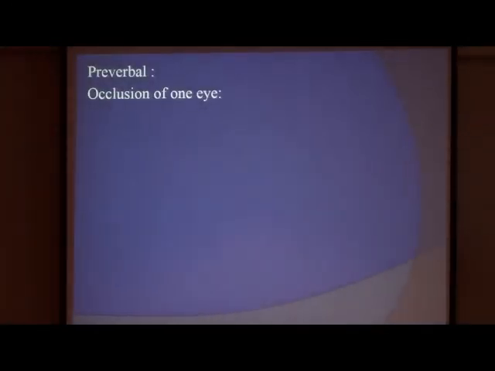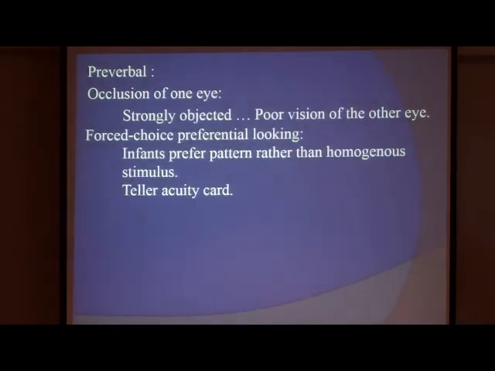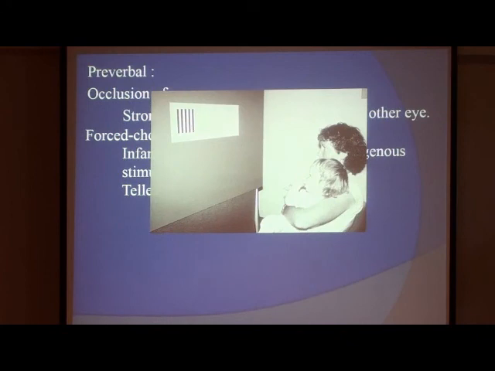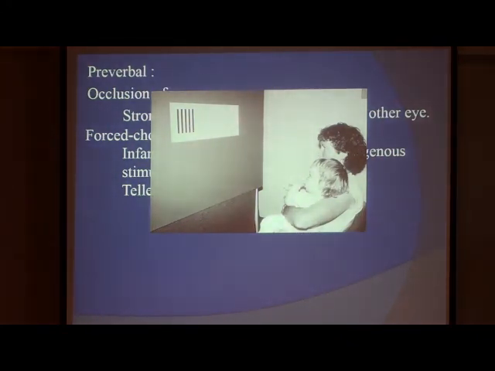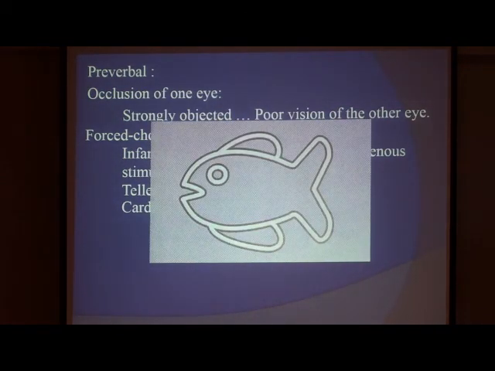Then in preverbal children, if the vision of one eye is strongly rejected by the child, it indicates poor vision of the other eye, and there is the so-called forced choice preferential looking. Usually infants prefer to look at patterns rather than homogeneous fields. The famous Teller acuity cards have two slides, one with stripes and a blank one, and there's a hole and the examiner is behind this. You can notice the visual behavior of the infant while seeing those patterns. In acuity cards, the most important thing is that outlines must be thick. This is for those trying to have an idea about the vision in very young children or babies.